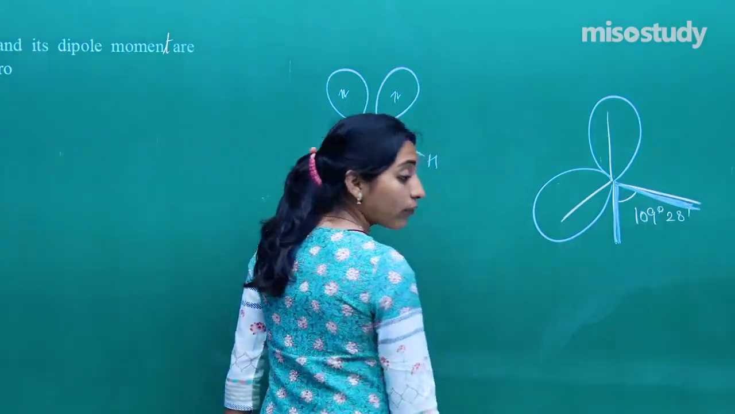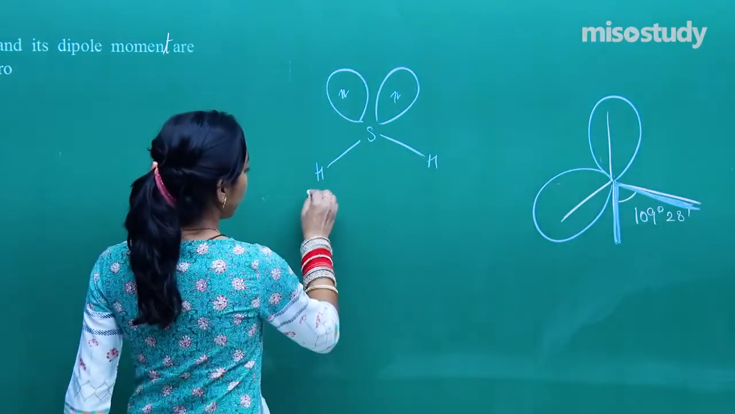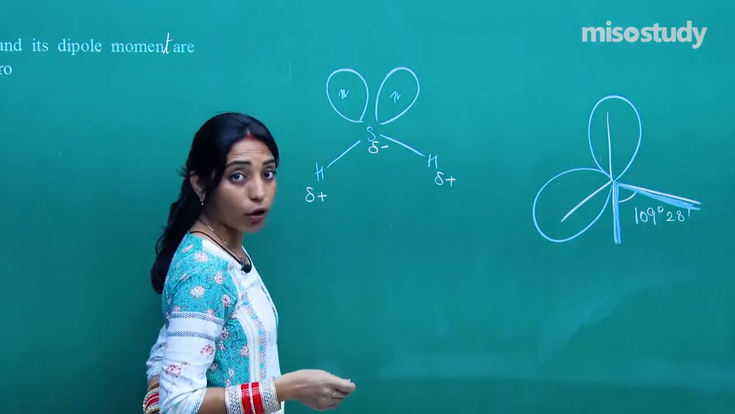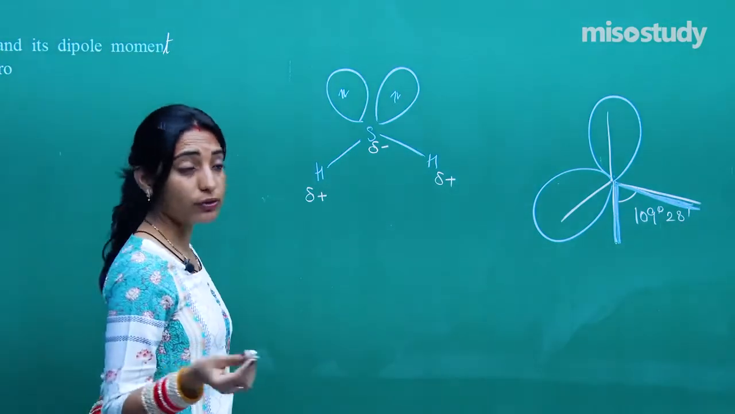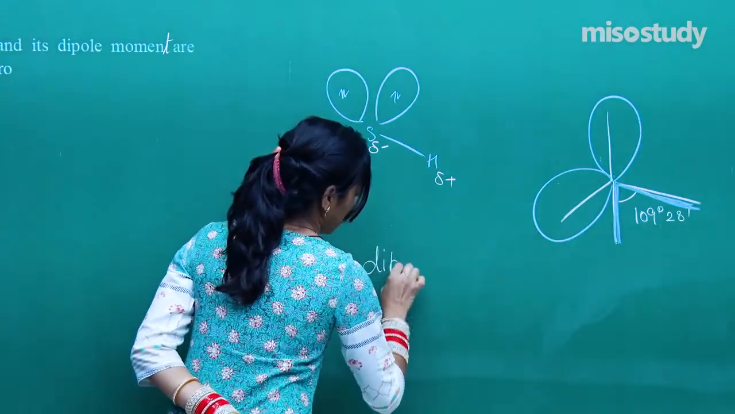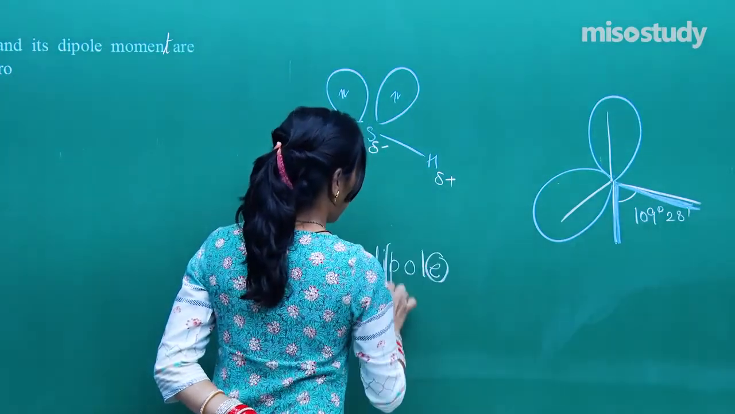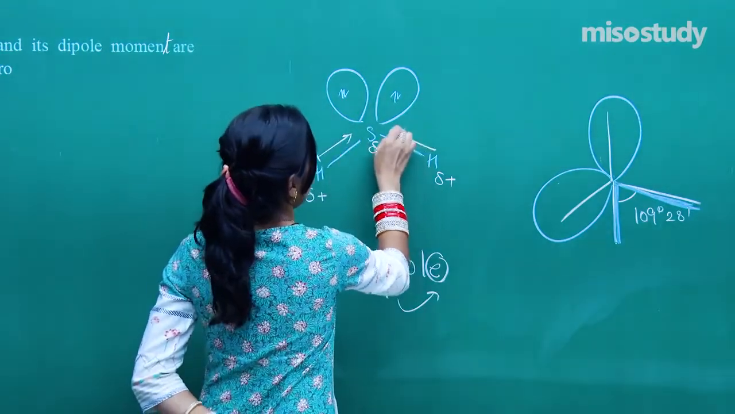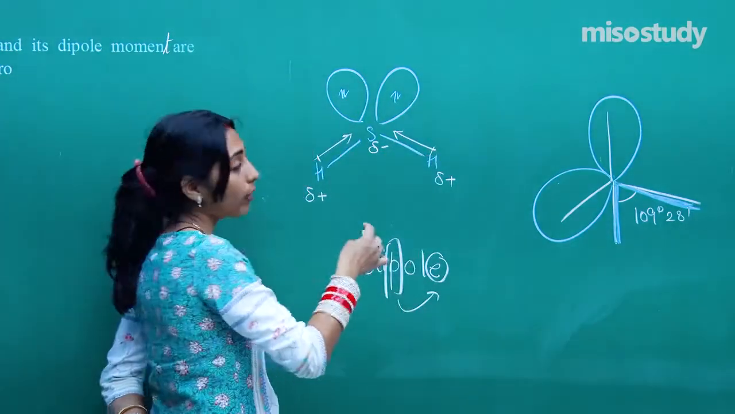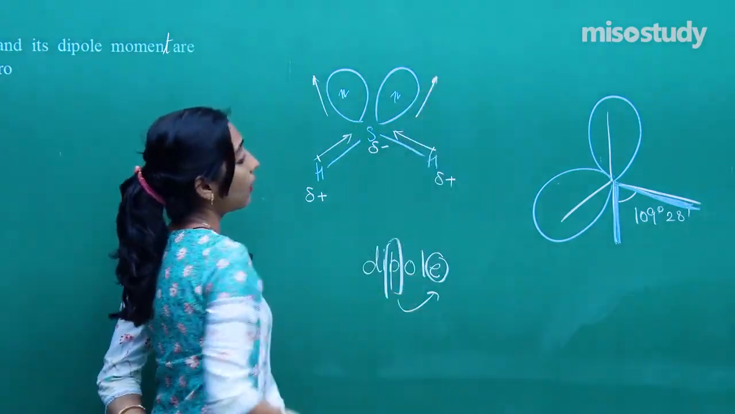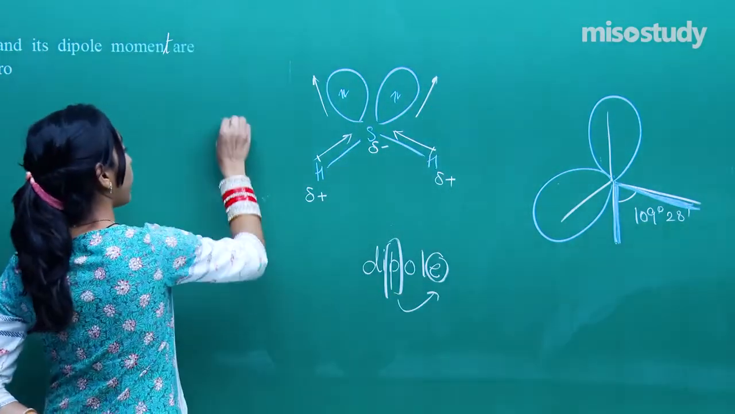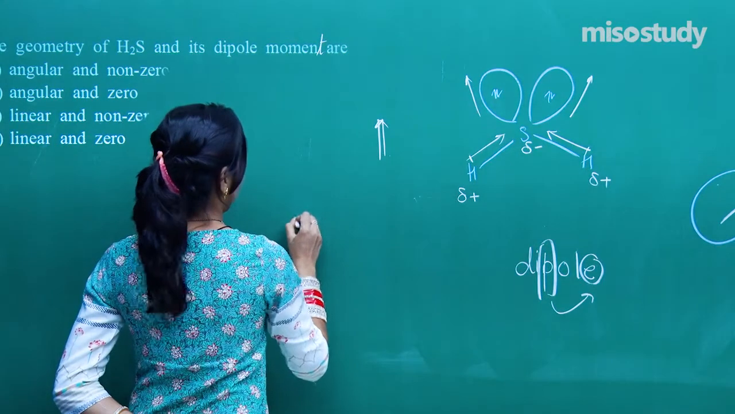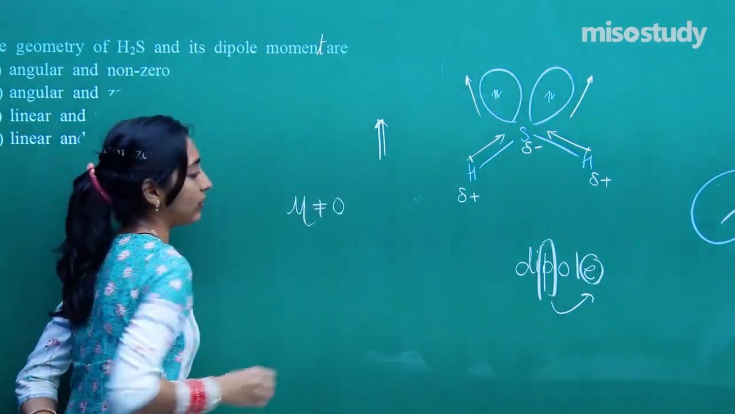It should be H, S, H, lone pair. Now if I talk about the charge separation, hydrogen is delta plus, sulfur is delta minus, hydrogen is delta plus. And if I talk about the dipole moment, DIPOLE: E represents negative, P represents positive. So positive to negative. These two are in upward direction, even the lone pairs are pointing in the upward direction. So the overall dipole moment of the molecule will be in upward direction. So it will be a polar molecule, I mean dipole moment is not 0.